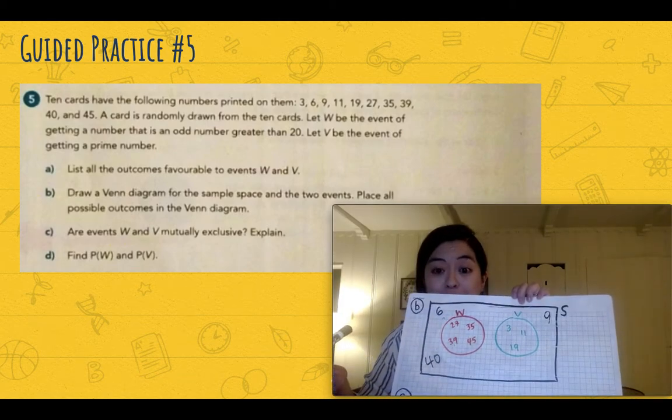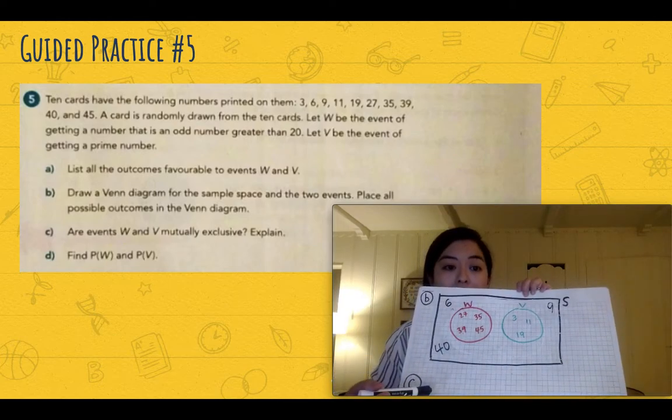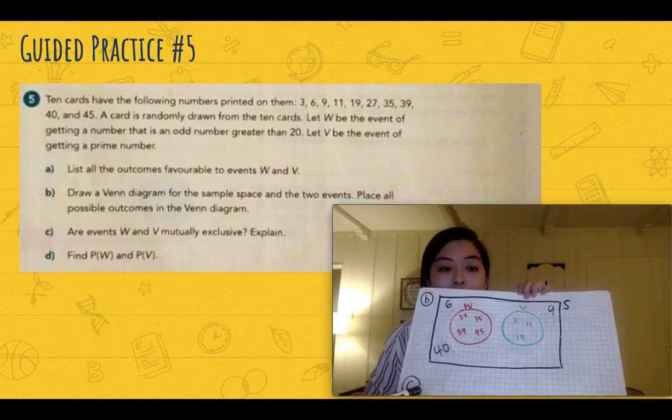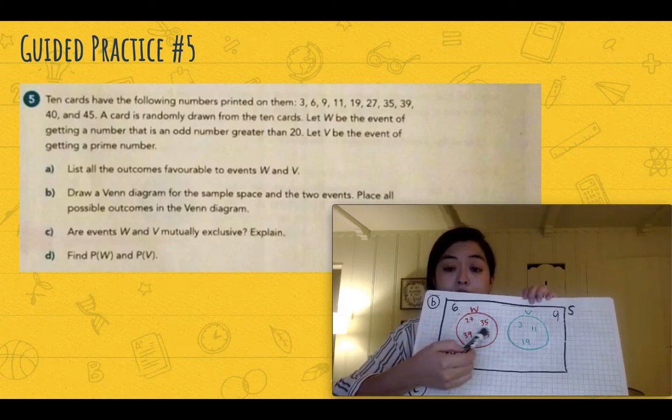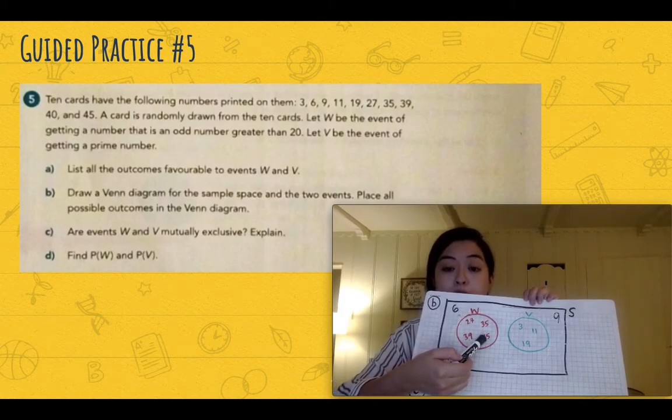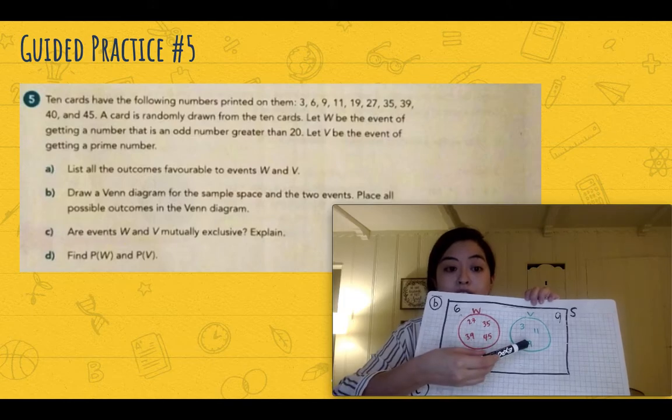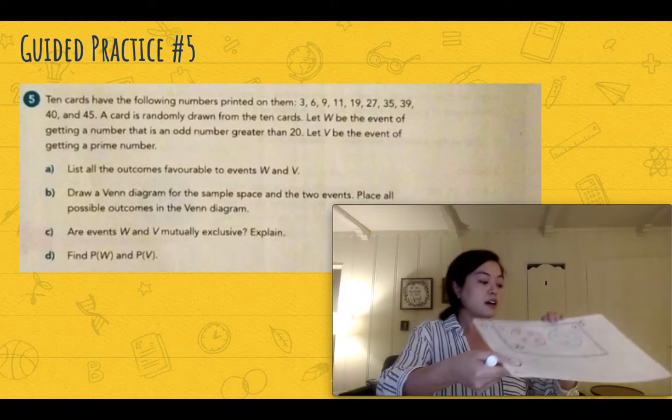Okay, all right. Now C says, are the events W and V mutually exclusive? The answer is yes, they are mutually exclusive because there's no overlap between event W and event V.